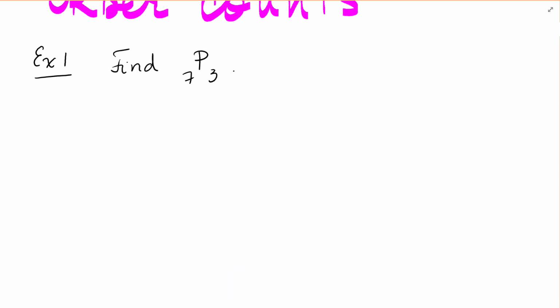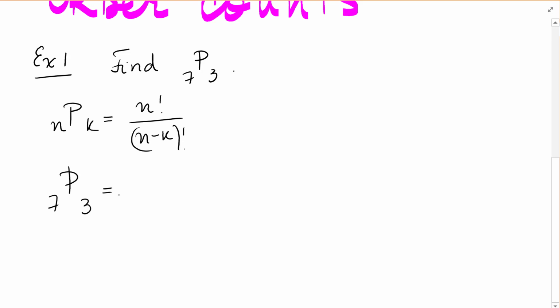So let's solve an example. Example 1 says: find permutation of 7 taken 3 times. Based on the formula, permutation of n taken k times equals n factorial over n minus k factorial, let's calculate permutation of 7 taken 3 times. In this case, n is 7 and k is 3. So when we replace in the formula, we have 7 factorial over 7 minus 3 factorial. 7 factorial over, we have to do the parentheses first, so 4 factorial.